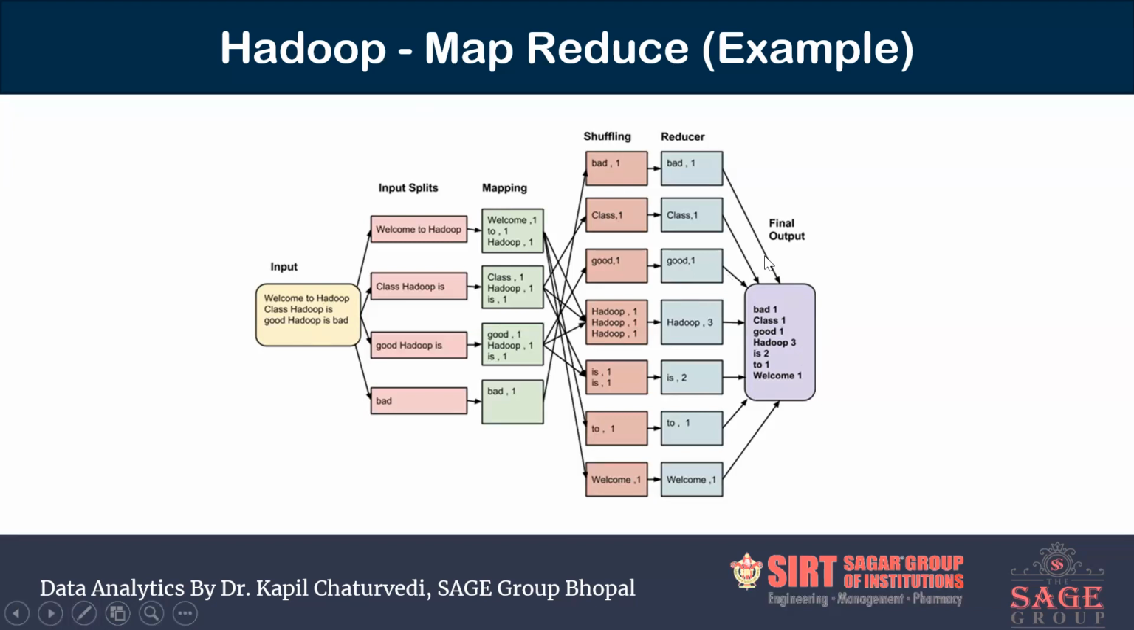So this is the functioning of MapReduce, which explains how we map the data and how we reduce the data. In between, we perform the input split operation and the shuffling operation also. So this is the actual functioning of MapReduce.